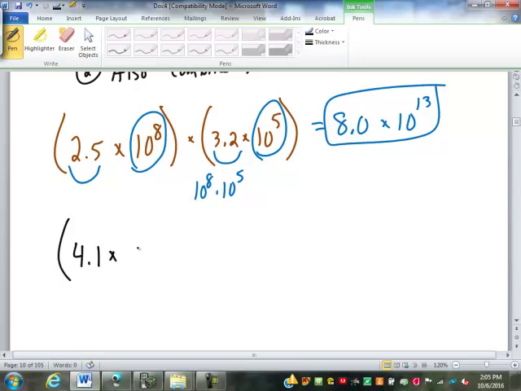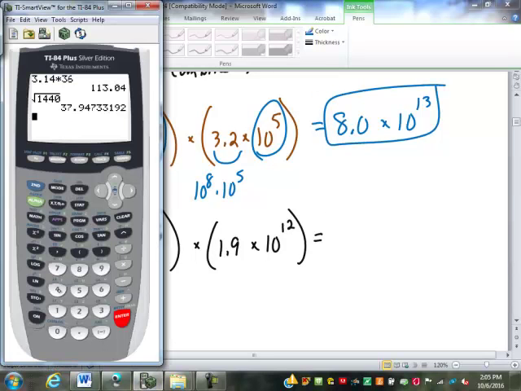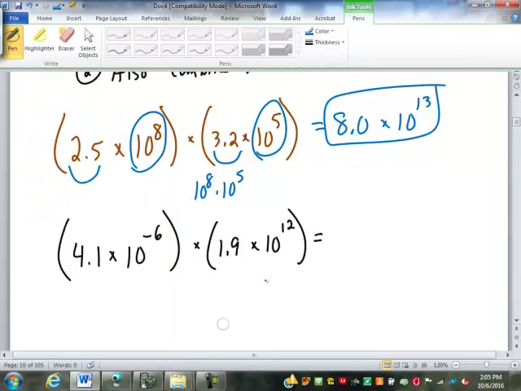So 4.1 times 10 to the negative 6th times 1.9 times 10 to the 12th. So we'll start out with 4.1 times 1.9, which is 7.79, times 10 to the negative 6 times 10 to the positive 12th. Negative 6 plus 12 is a positive 6.